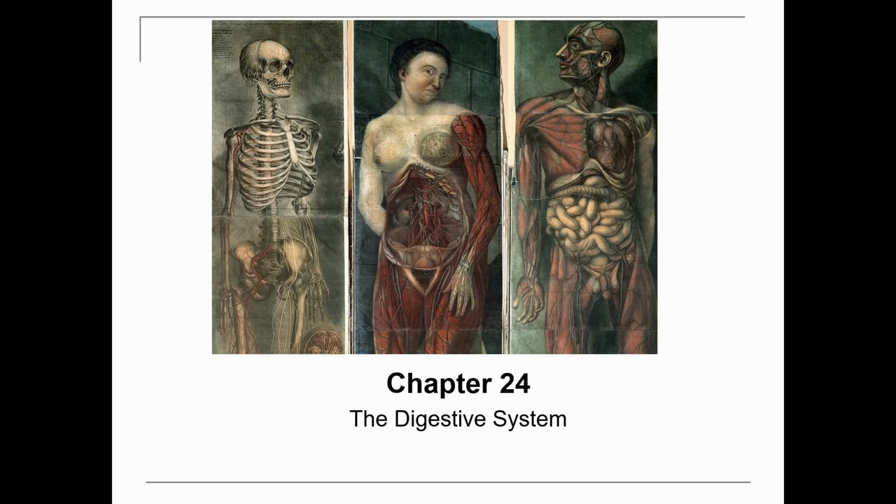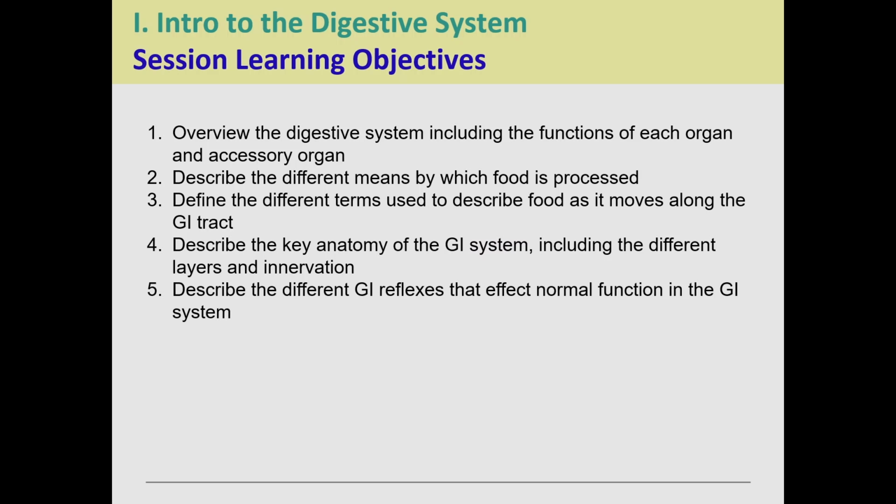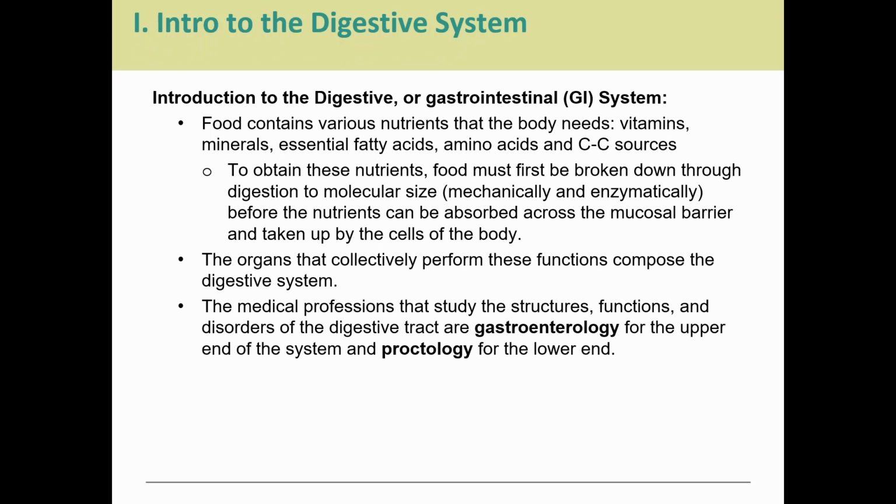All right, so now we're going to get into the digestive system. For this first video, we're just going to do a little overview, some reminders of the digestive system and functions of the organs and accessory organs, talk about the GI tract versus the accessory organs, talk about how food gets processed and how it moves through the GI tract. We'll talk about some key anatomy just to remind ourselves, and then look at some reflexes.